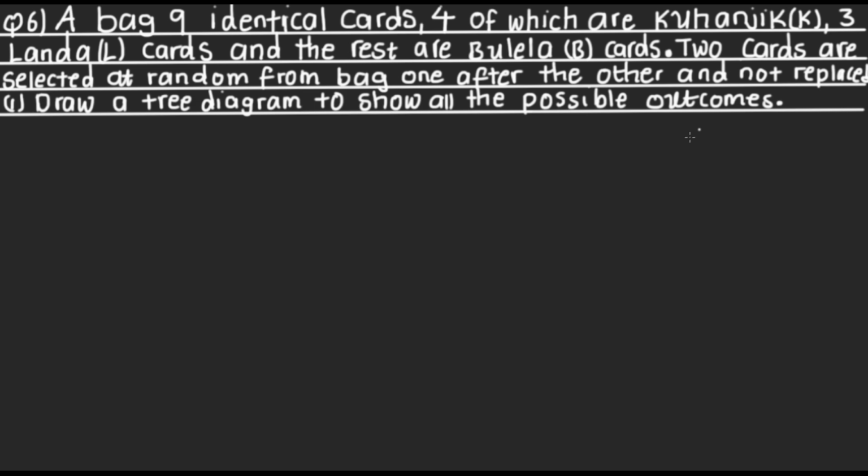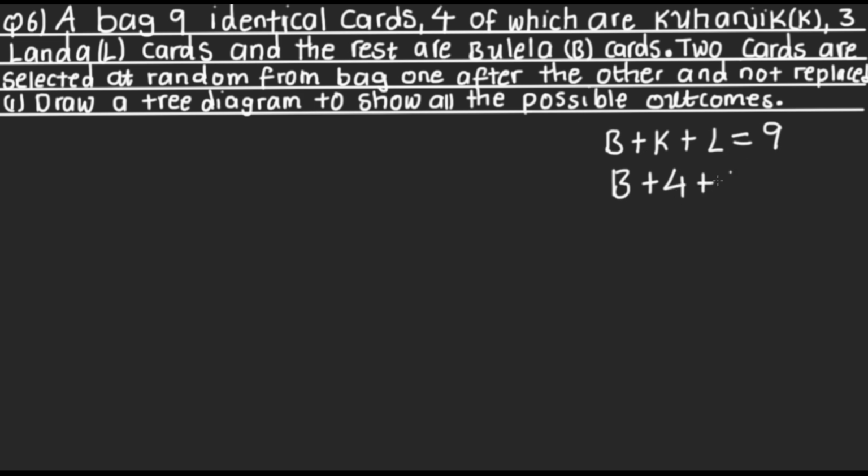So we need first to find the number of the bulela since we don't have it. Now remember, we are told the total number is 9. So let's make a simple equation to solve for that. Bulela, which is B, we don't have. So bulela plus kuandika K plus lambda L is equal to 9. Bulela we don't have, plus then what is our K? K is 4.